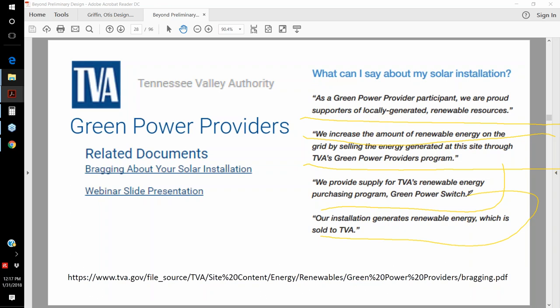What you cannot say, if you get a rebate check from the utility for your solar power, is that you are solar powered, because you have sold that right to the utility. So that is kind of strange too.